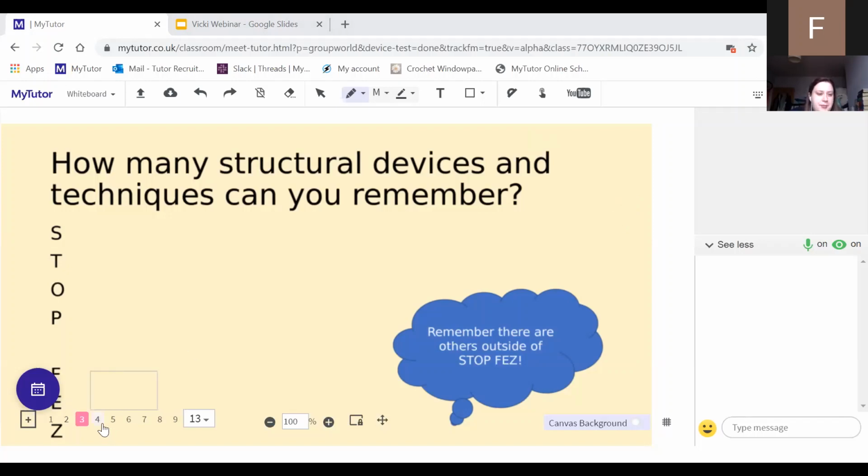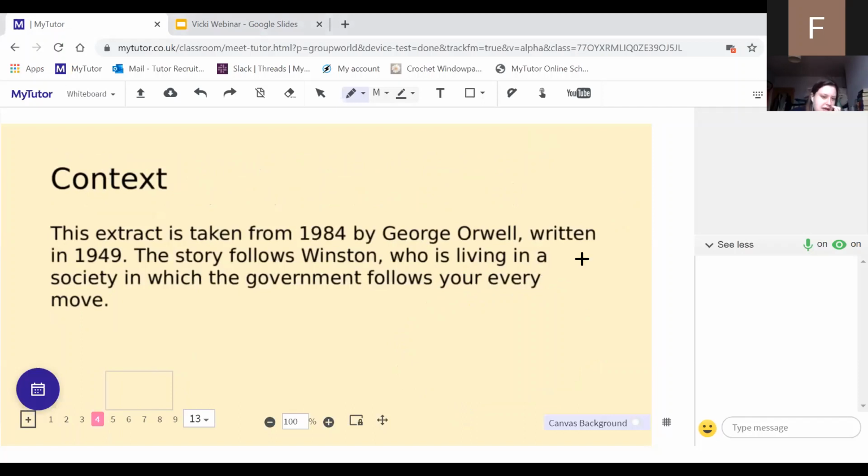Right, so context then. So this extract is taken from 1984 by George Orwell. So it's written in 1949, so we're talking mid-20th century. This is the same author as Animal Farm. So George Orwell wrote both of those.